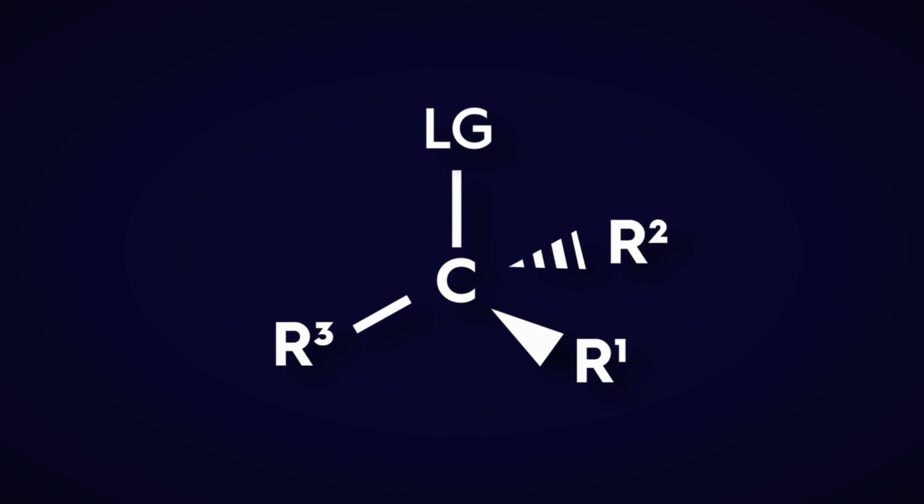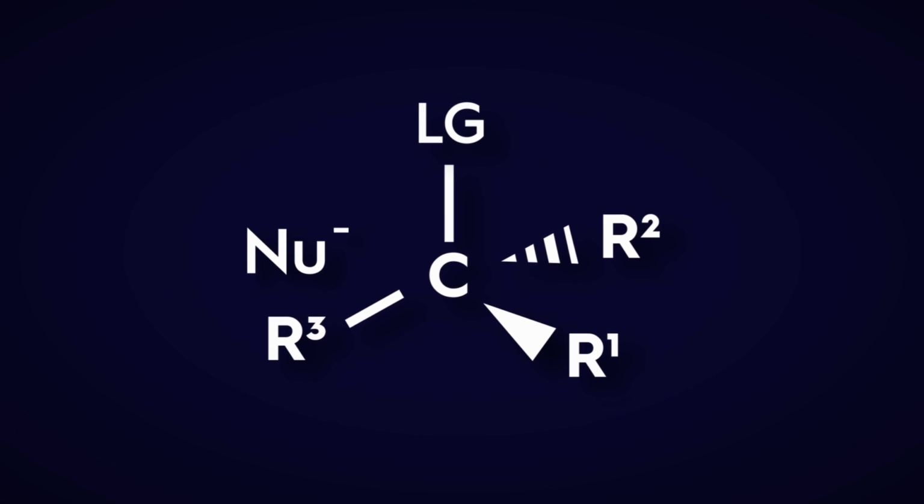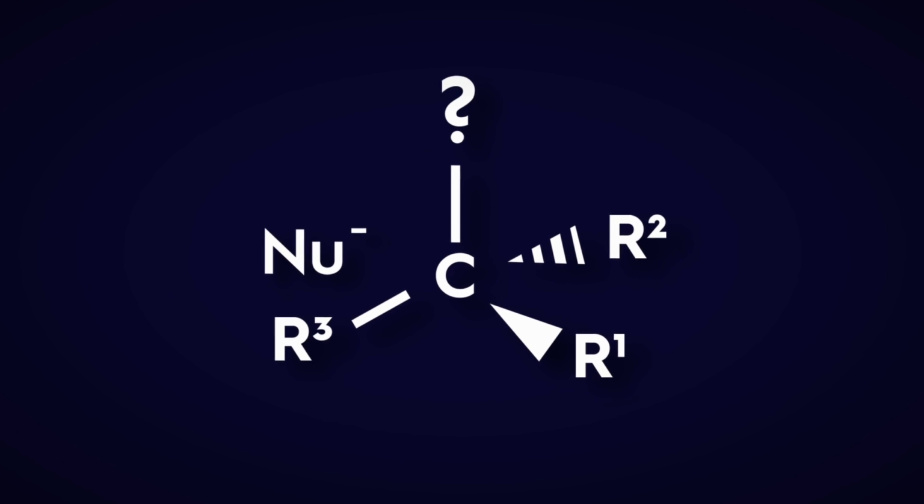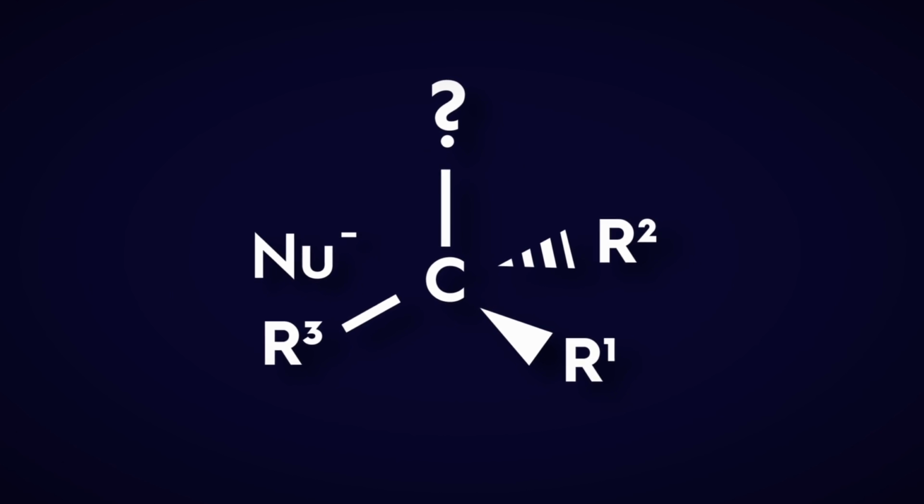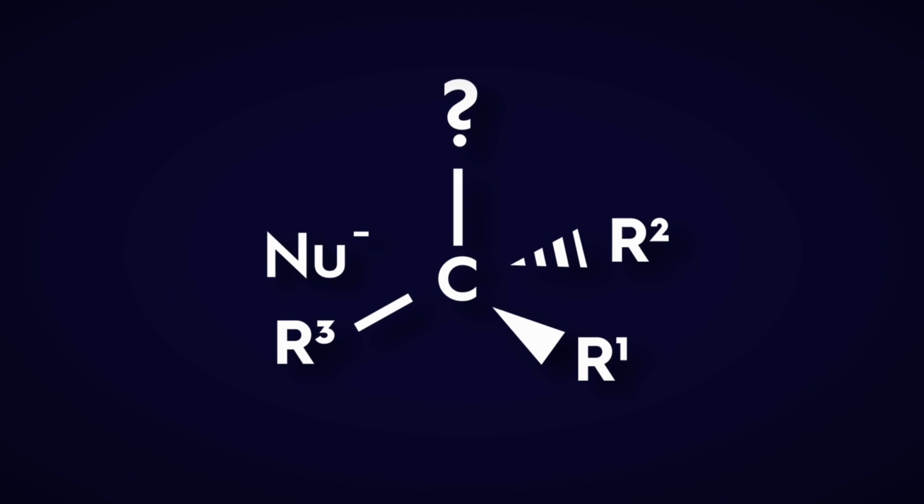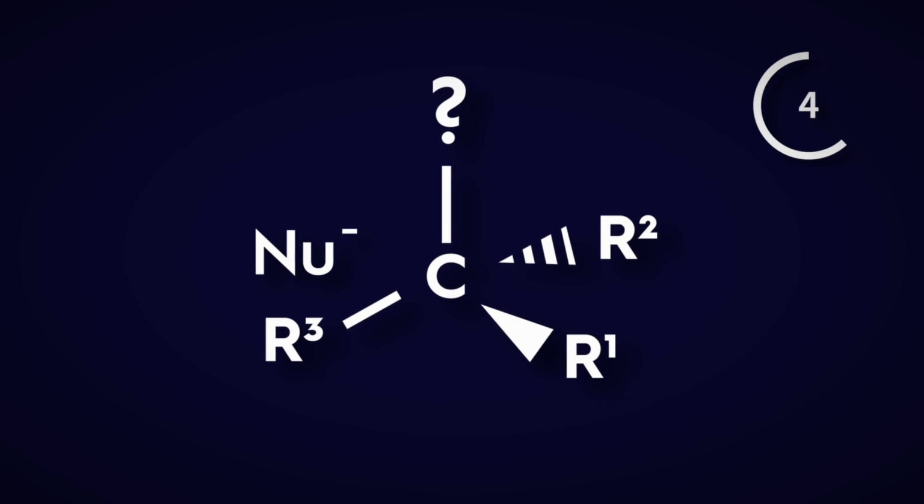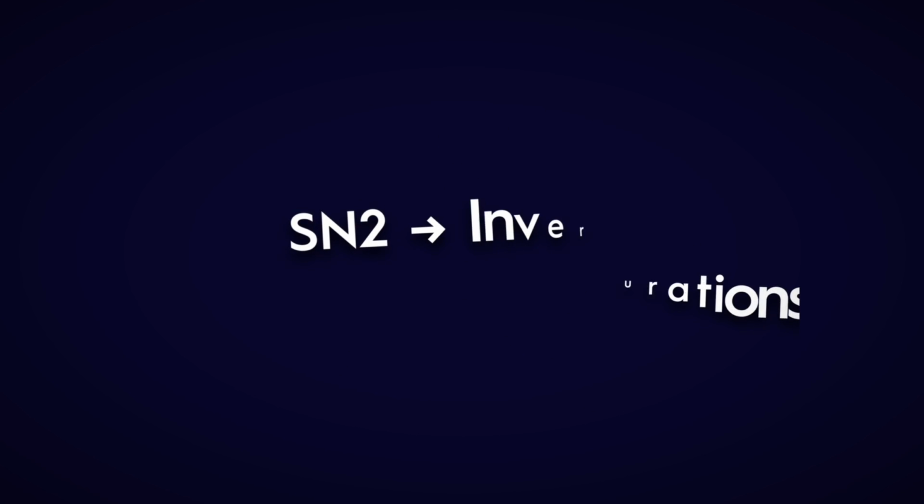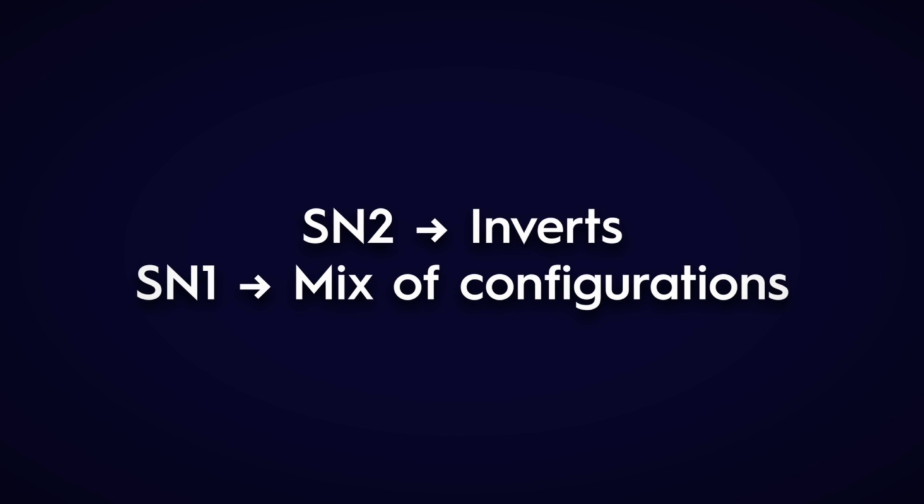Quick question. When a nucleophile attacks a chiral carbon and kicks out a leaving group, does the product's configuration invert or stay the same? 5 seconds. Go. The answer depends on the pathway because not all substitutions follow the same rules.